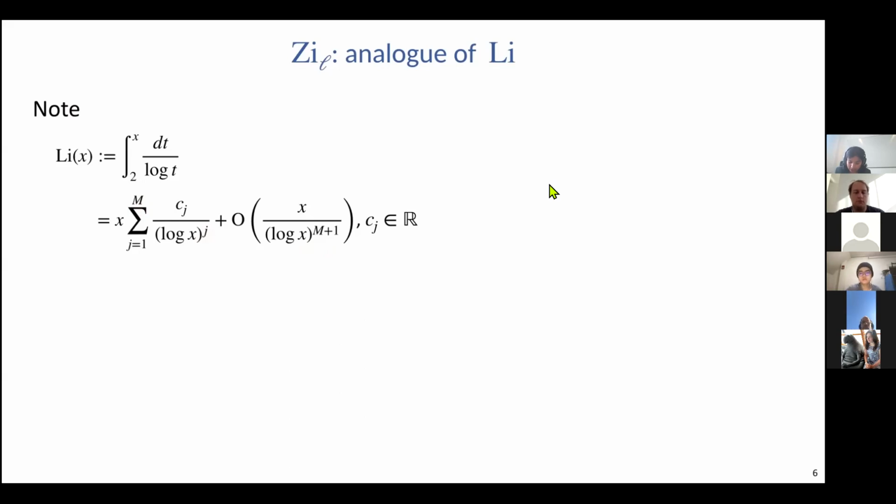And in that case, the error term will be x over log x to the power m plus 1 in the denominator. So any power of log that you want to save, you can do that by truncating it at the right point. So in our case, we do not expect the appearance of the logarithmic integral directly, but something which is an analog of the logarithmic integral, that is what we expect.